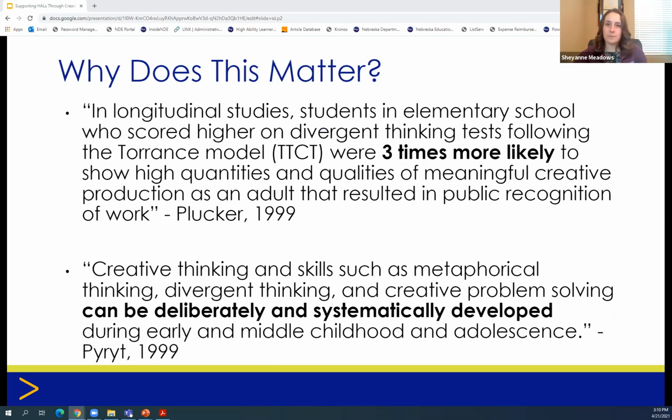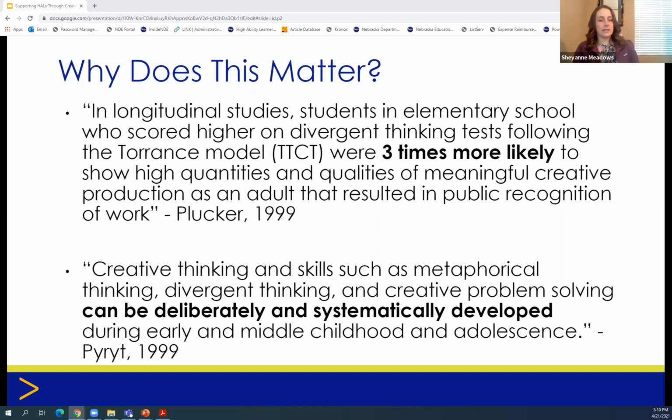But why does creativity matter? So if we know in schools we value academic success and academic giftedness, why does creative giftedness matter? We know based on research that creative production is important, especially in adulthood and in many fields that our students are going to go into. We see this in an article from Plucker.